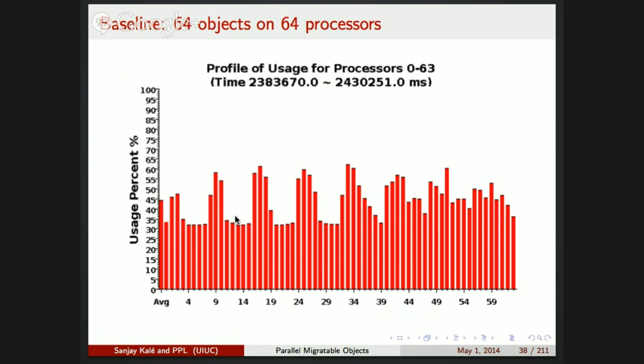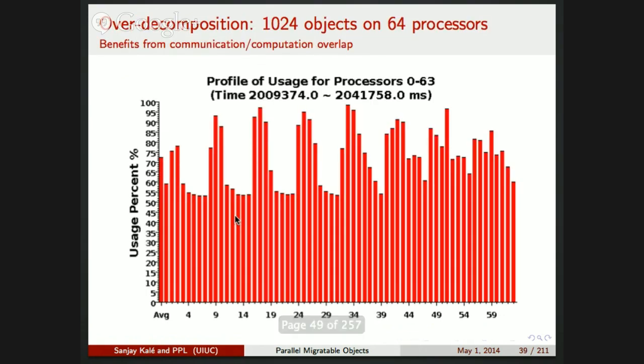So this is the original MPI code, where we can see that the minimum utilization is just about 30%, and the maximum is only 55%. This is one process per core. There's just one rank, one object per core. This is pretty bad utilization. So here, with over decomposition.